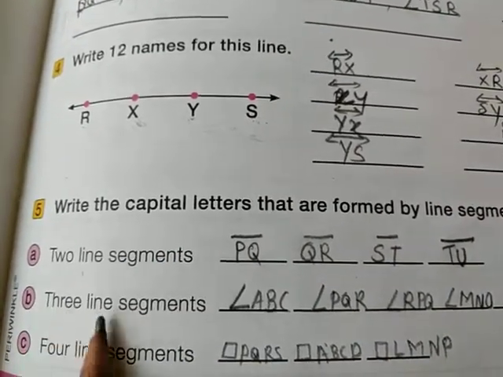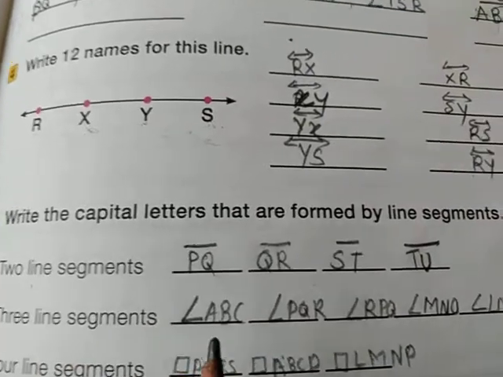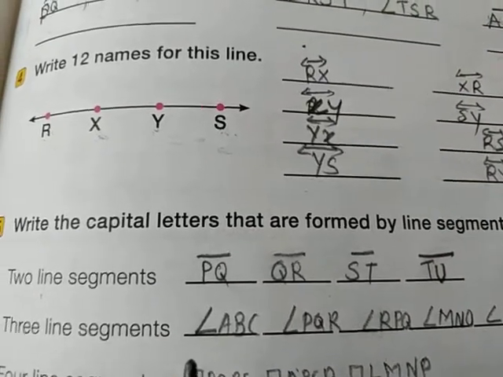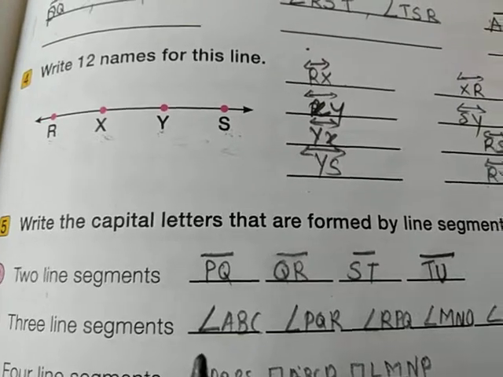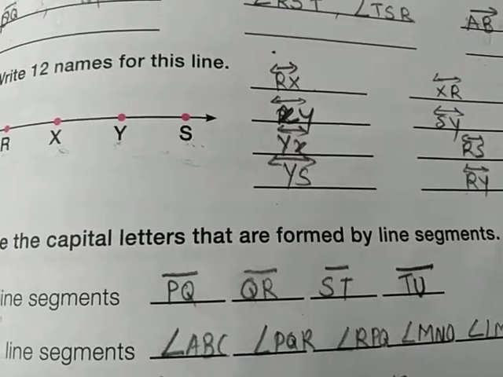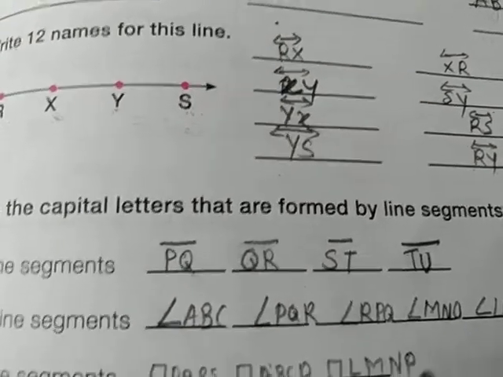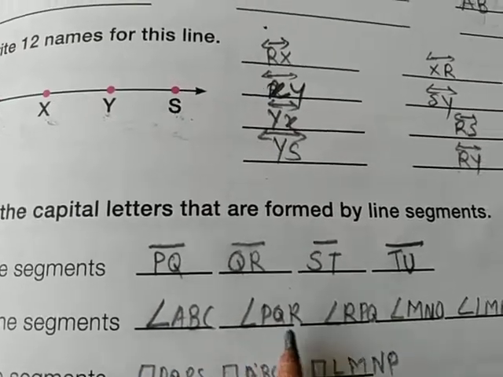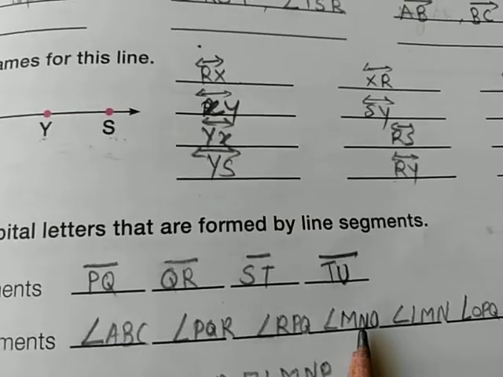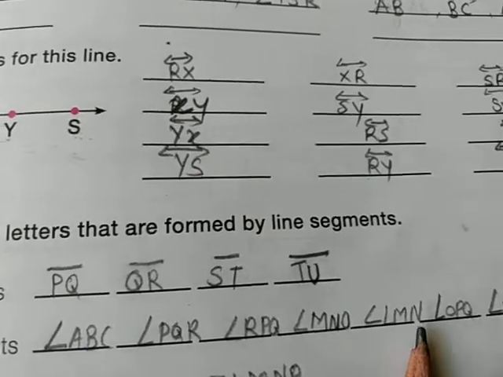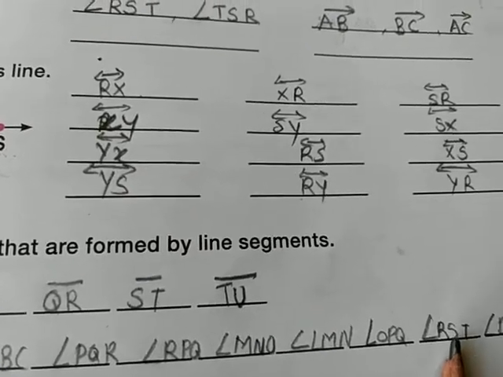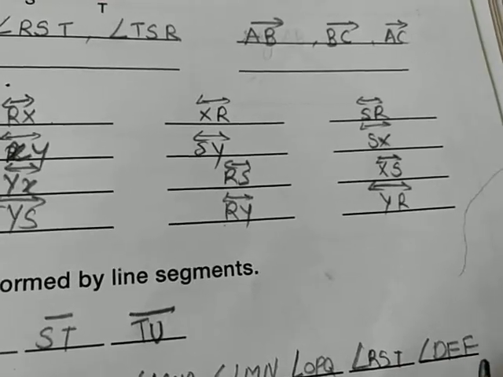Now 3 line segments. So which figure is it? It's a triangle. So it forms a triangle. Wherever the triangles are there, it forms an angle. So we can write angle ABC, angle PQR, angle RPQ, angle MNO, angle LMN, angle OPQ, angle RST and angle DEF.